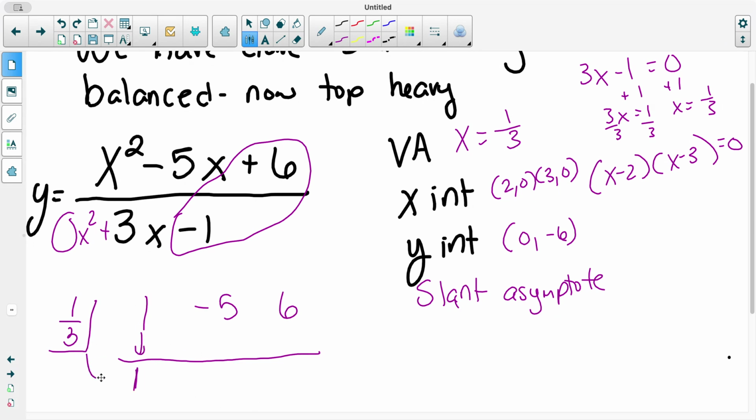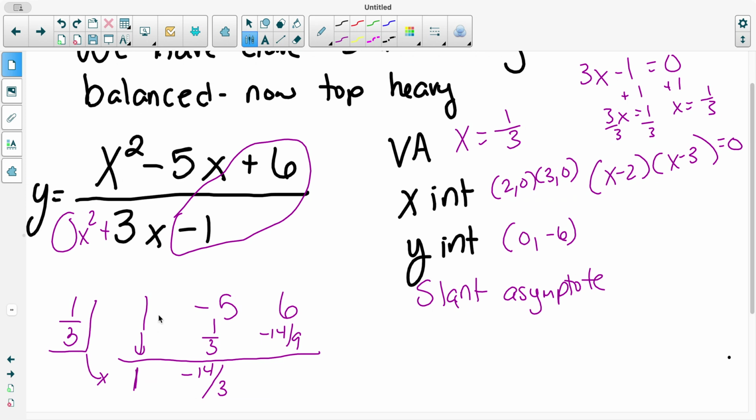And then what we're doing is multiplying, putting it in the next column, and then adding. This is just like we did before. 1/3 times 1 is 1/3. -5 plus 1/3 is -14 thirds. Don't worry about it, just try not to get too many decimals. Multiply that, and that's going to be -14 over 9. I'm not really worried about the last number. It doesn't have to equal 0 like when we were doing the synthetic division. I really only need this.